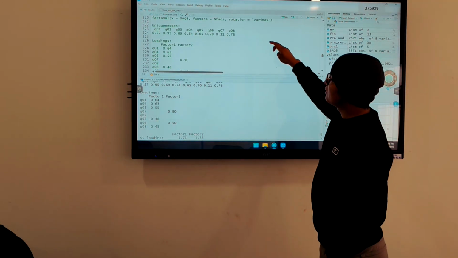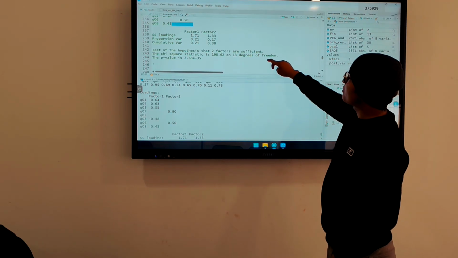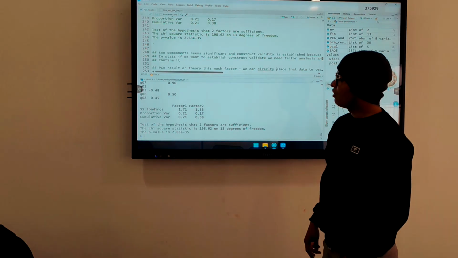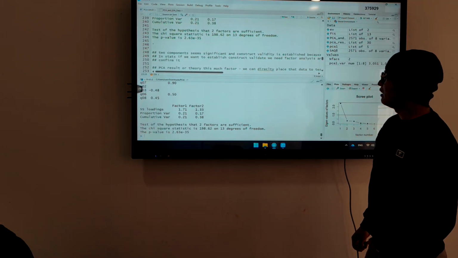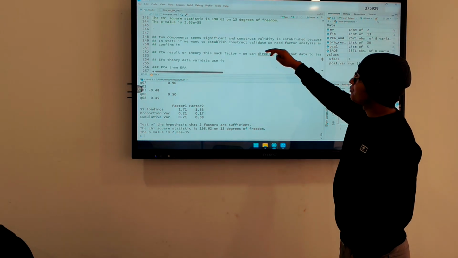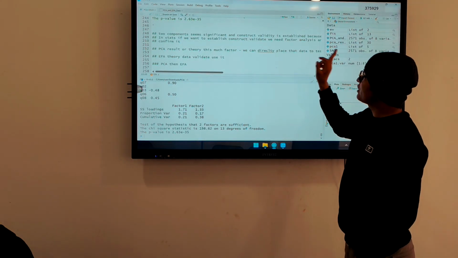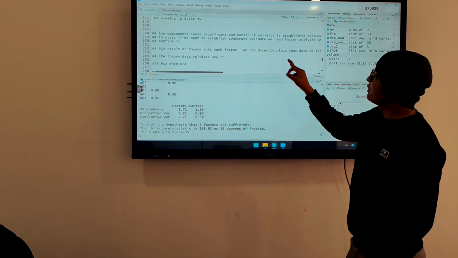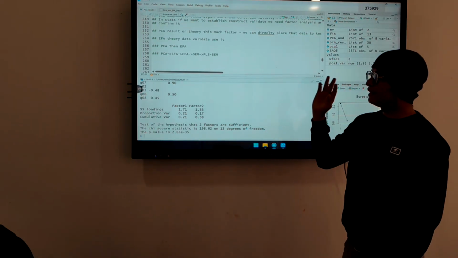So here you can see this is the result of factor analysis. Here is the test of the hypothesis: are two factors sufficient, right? So ultimately, taking these two PCA components, this model seems to be significant. Significant means those two are okay for this factor analysis, right? So from the PCA result we can directly place that data to test the EFA theory, validate it and use it. PCA then EFA: first we have to perform PCA, then EFA, right?